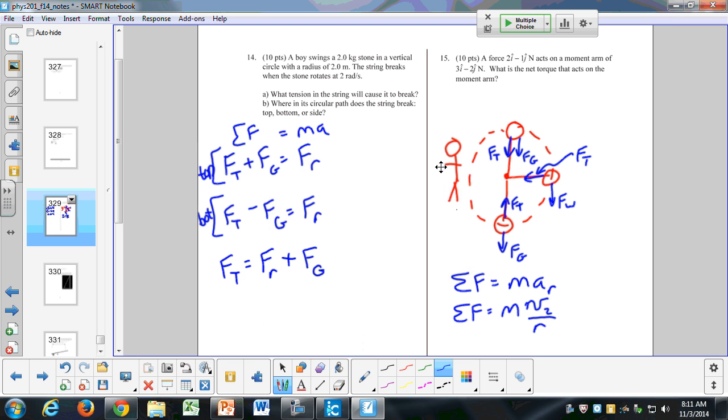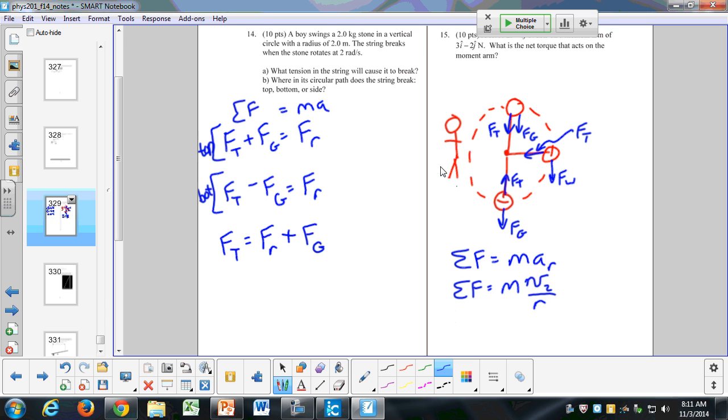Anybody have an answer yet for the tension? You have any clue where to go from here? Any clue at all? It's okay to not have a clue.